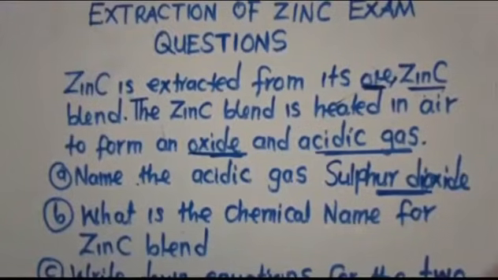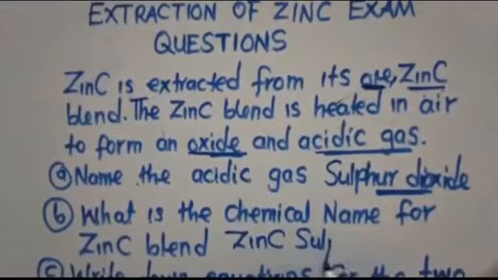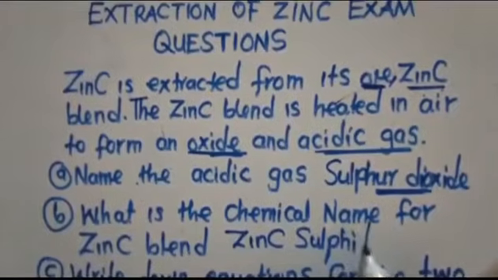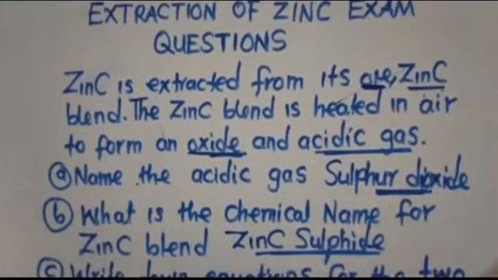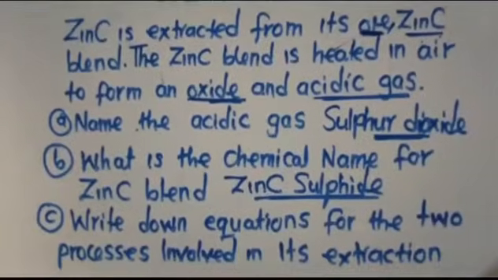So the chemical name for zinc blende is zinc sulfide. It is called zinc sulfide. This is what you need to know and understand. We progress and look at other questions.